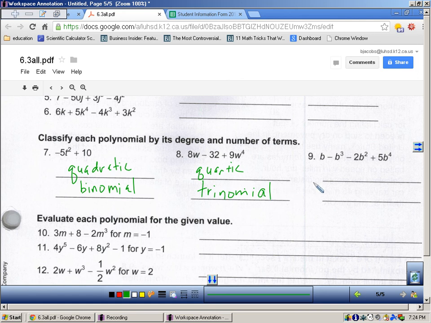The trinomial. And this is also a quartic, but the problem here is what do you call a polynomial with 1, 2, 3, 4 terms? A quadrinomial? No. You just call it a polynomial. So anything after 3, just call it a polynomial, which means many parts.